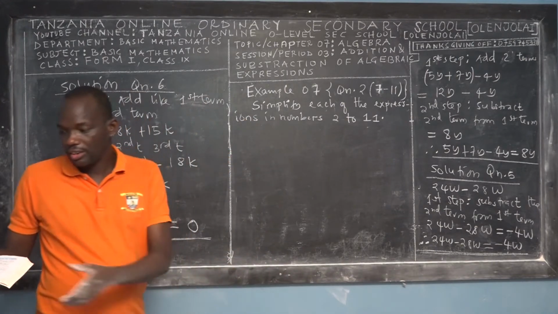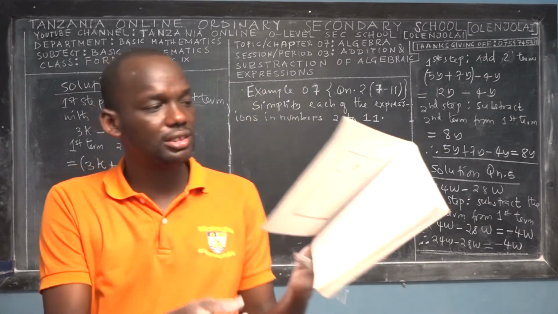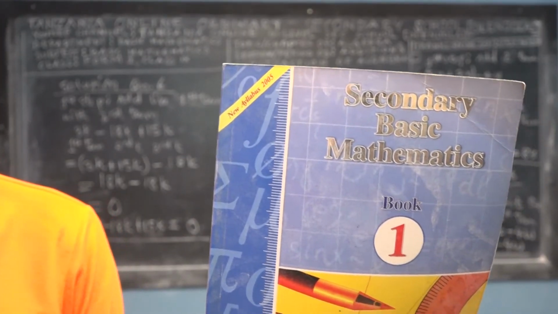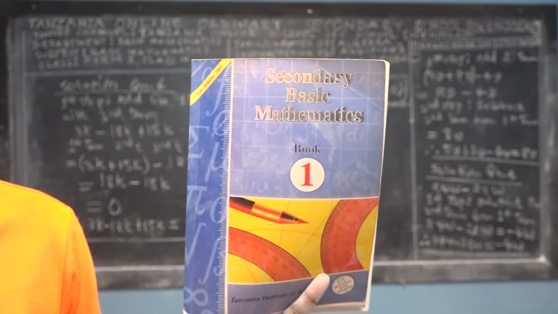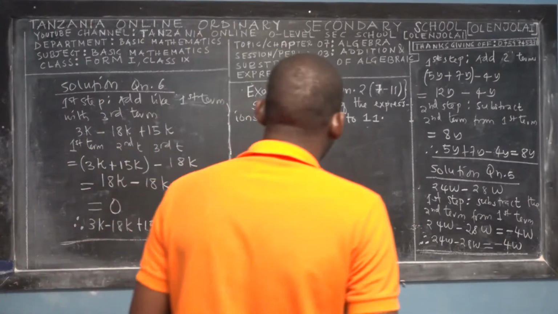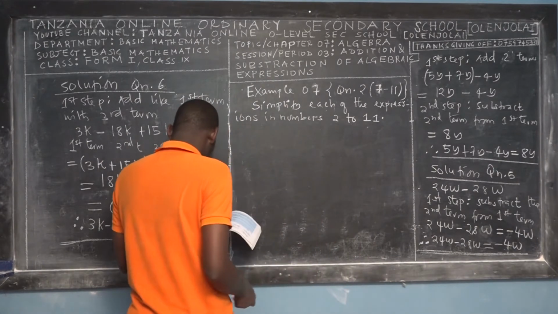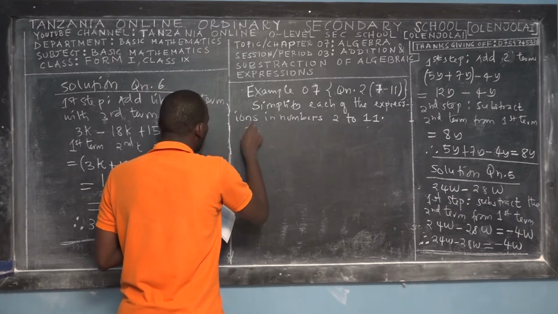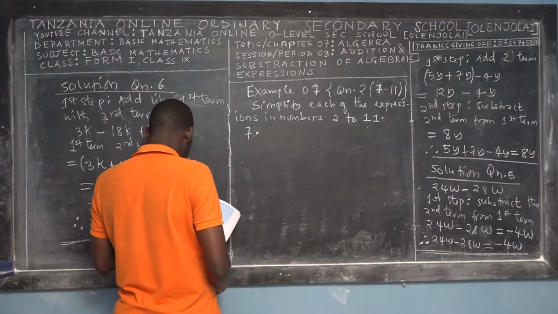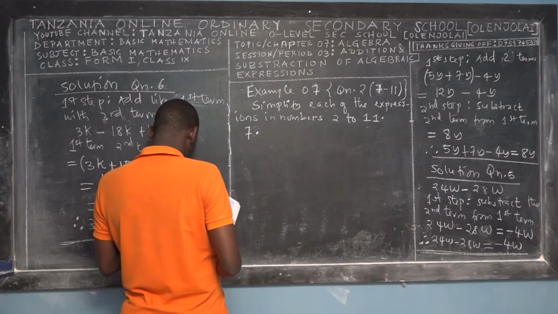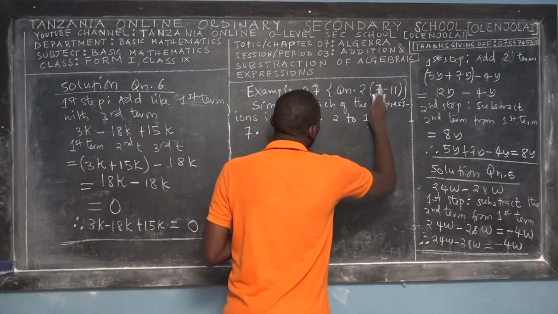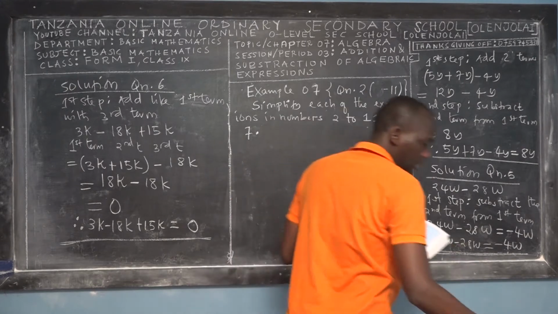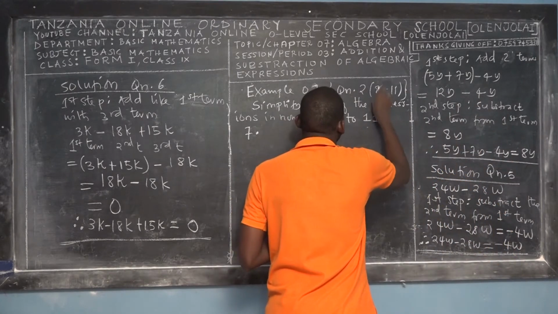So we take the book of secondary basic mathematics, Secondary Basic Mathematics Book 1, by the Tanzania Institute of Education. Remember that these contents are designed for Tanzania. Then we have number 7. Remember that we also want our students to be active. Number 7 is already complete, so now we are going to deal with number 8.